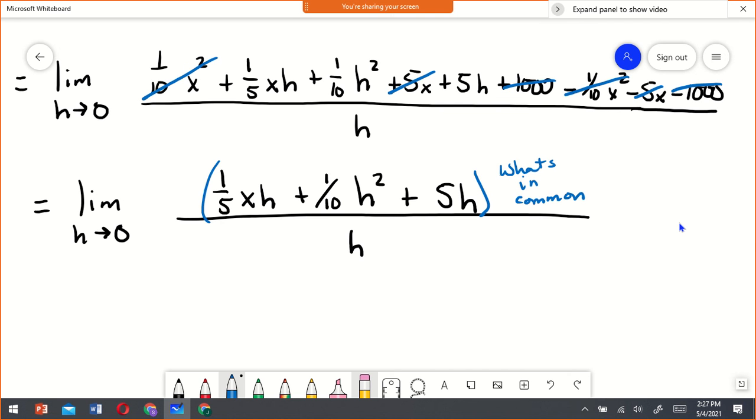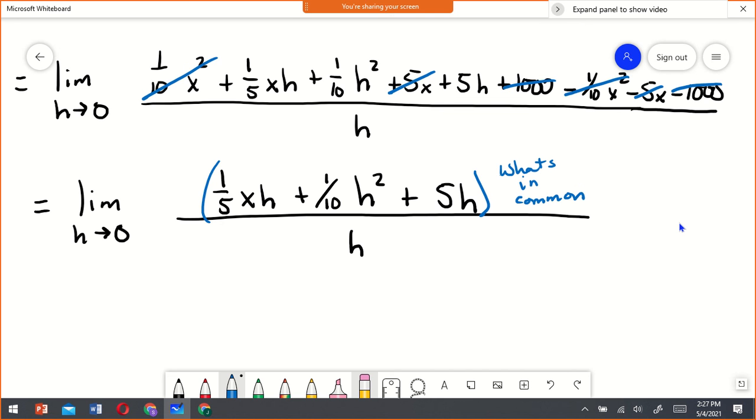For number parts, we've got a 1/5, a 1/10, and a 5. Not really anything too great. Those are all probably going to stay there. I have an x in this term, but none of the other terms have x's. So it looks like the only factor in common is h.